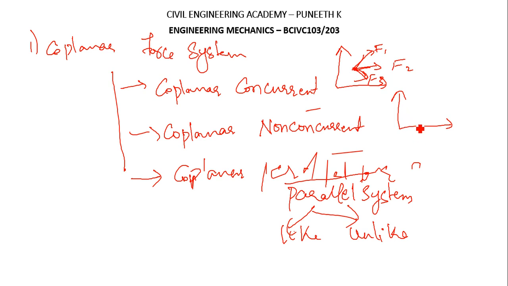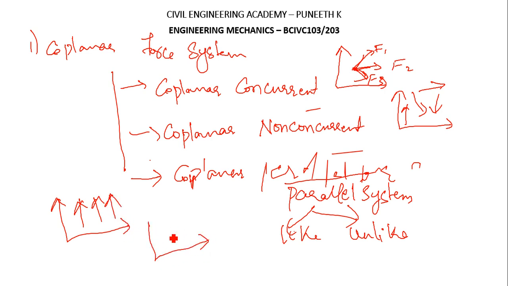Then what is coplanar non-concurrent? We already know coplanar is nothing but all the forces are acting on the same plane. But there is no common point of origin for all these forces. So it is coplanar non-concurrent. So what is coplanar parallel? All the forces are acting on the same plane and all are parallel to each other.